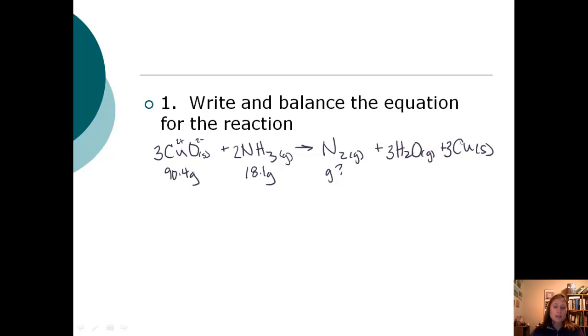Now you could also use the math method or anything else to balance. Sometimes inspection is just faster, unless it gets really complicated.